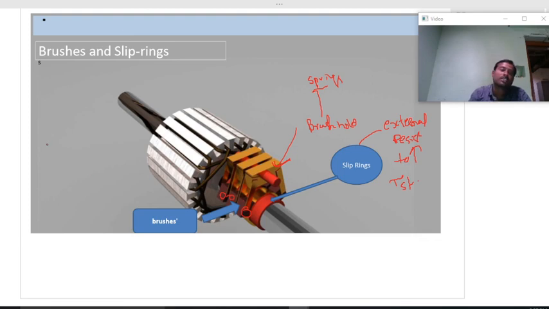The formula for the starting torque: directly proportional to E2 square R2 by, SE2 square R2 by root of R2 square plus X2 square. This is the general torque equation, the starting torque equation. So if the resistance increases, starting torque also increases. So this is the condition. If the resistance increases, starting torque increases.